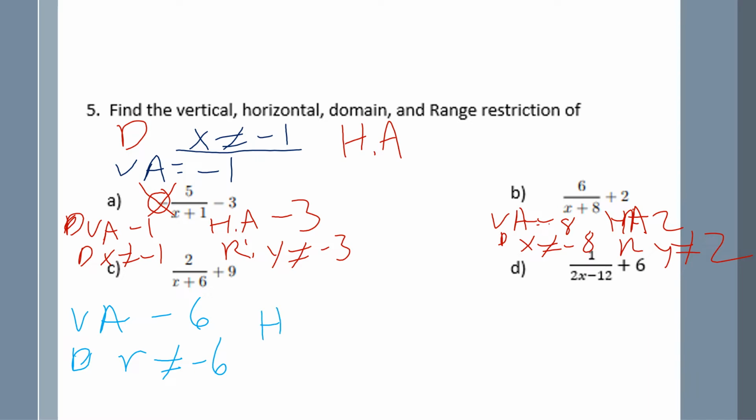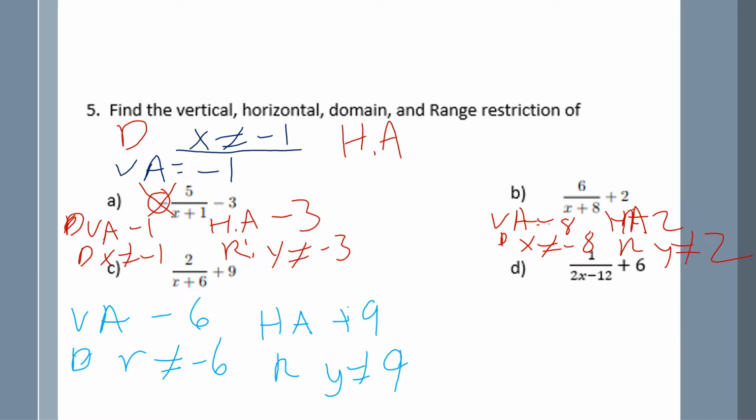The HA, +9, sorry. And then the range could still be y. y cannot equal 9. And again, I'm not too worried about range. So what about D? D is a good one. It gives me some ideas about your test.